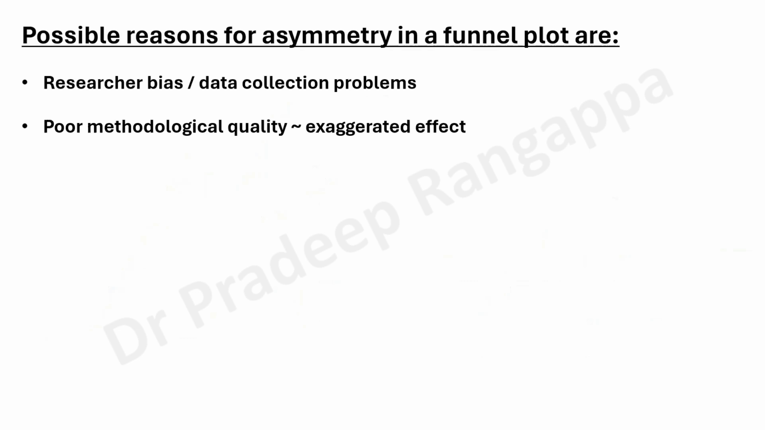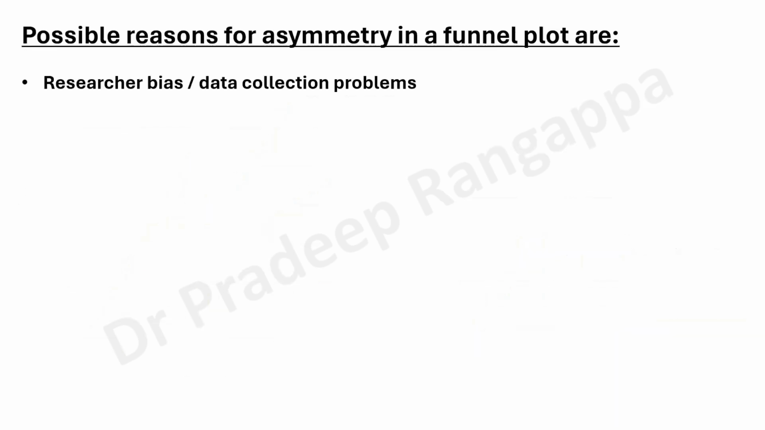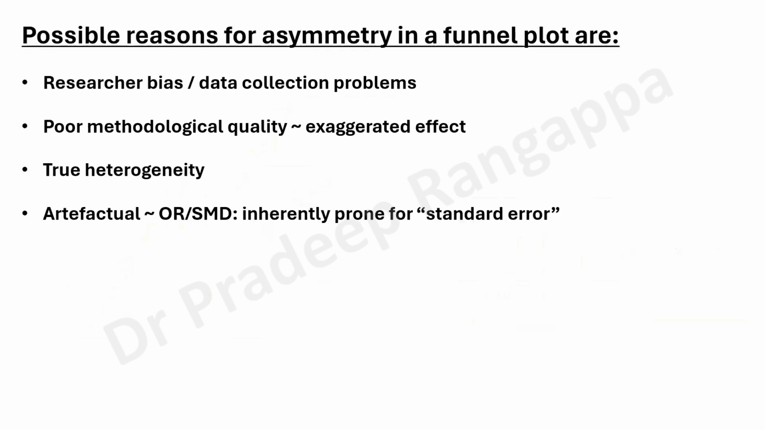So if there is poor methodological quality or the size of the study is small, as I said, even in the funnel plot, the greater the size, the better the precision. So if the number of patients, the size of the study, is small, then the outcome also is exaggerated. That's why we need a large study for greater precision. If you have a smaller size, then the results will be more pronounced. If the methodological quality is poor, the effect also will appear very exaggerated, and true heterogeneity is also something that you can make out from this funnel plot, and that can be artificial.